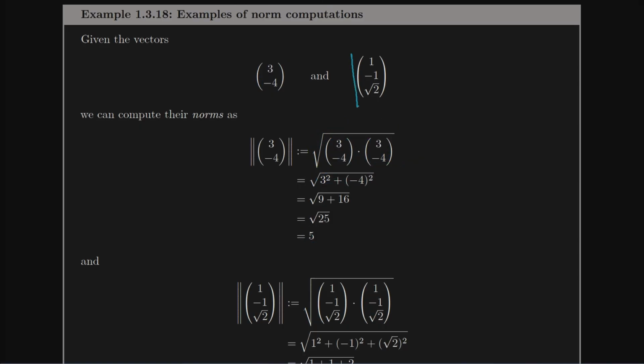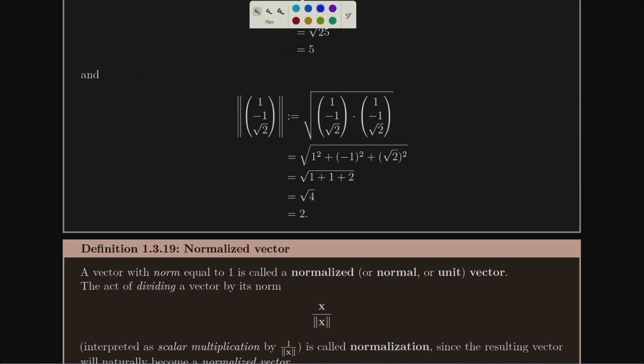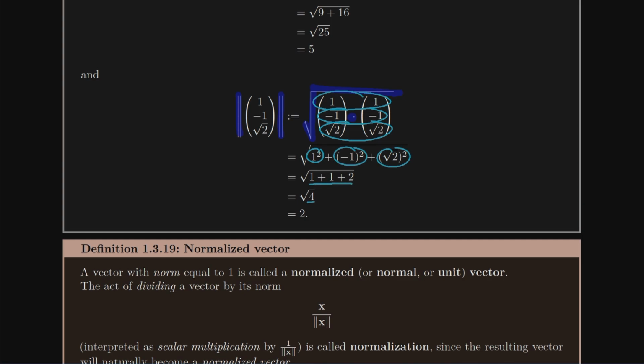Similarly, if I want to compute the norm of the vector 1, negative 1, root 2, I can do that. As before, the norm is the square root of the dot product of the vector with itself. I'm going to work horizontally across for the dot product. I have 1 times 1, 1 squared. I have negative 1 times negative 1, negative 1 squared. I have root 2 times root 2, root 2 squared. I add all those together. I have 1 plus 1 plus 2, or I have root 4. I happen to have 2.